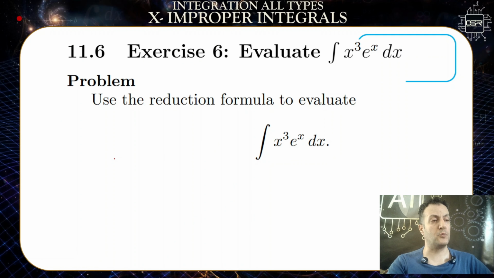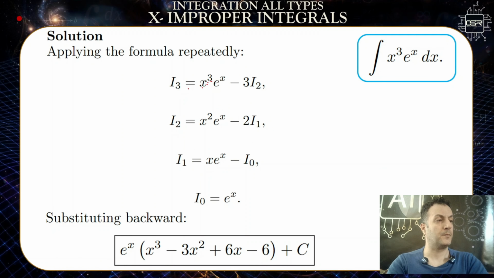Using the reduction formula to evaluate the integral of x^3 e^x dx, I3 is equal to x^3 e^x minus 3 I2, I2 equals x^2 e^x minus 2 I1. Using the same formula, I1 equals x e^x minus I0, and I0 is equal to e^x. So substituting backwards, you get e^x times (x^3 minus 3x^2 plus 6x minus 6) plus c.